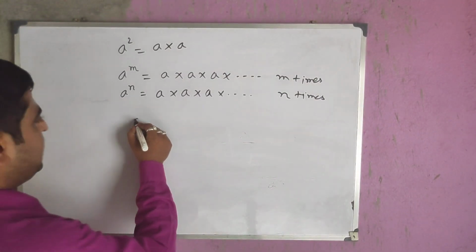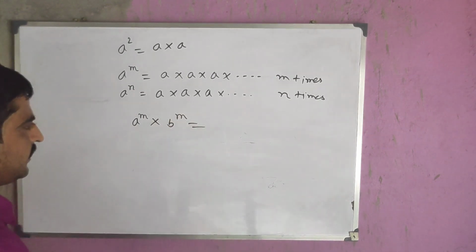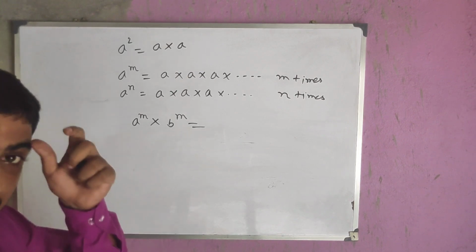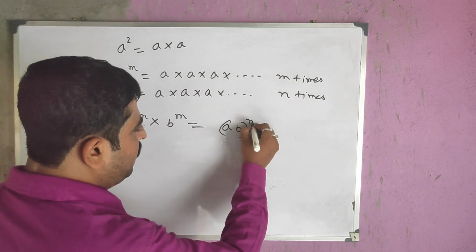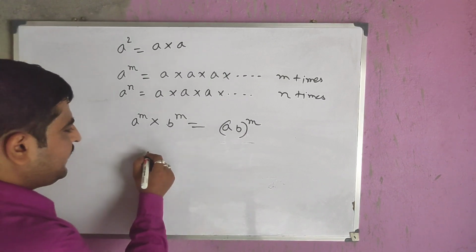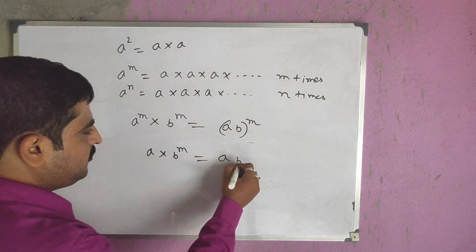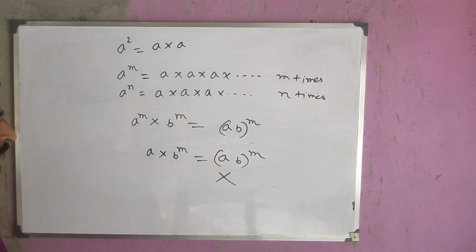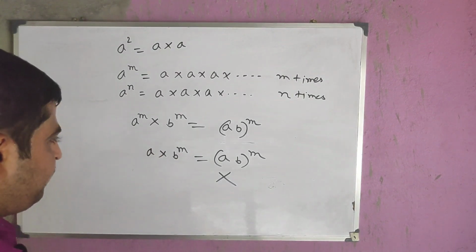Now, if you are multiplying a to the power m and b to the power m, you see in both cases the exponents are equal but the bases are not equal. So in that case we can write (ab) whole to the power m, meaning (a into b) whole to the power m. But if it is like that, a into b to the power m, then you can't do (ab) whole to the power m. This will become wrong. It will happen only when the exponents are equal.